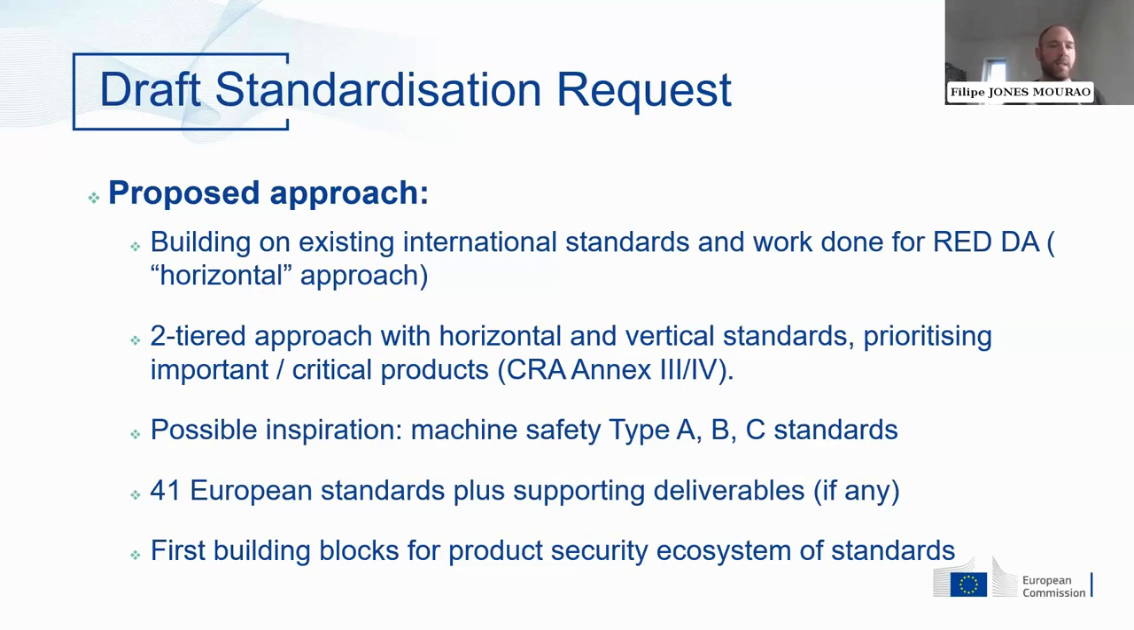And essentially, there would be a two-tiered approach. We would both ask for horizontal standards and vertical standards. And these vertical standards are the product-specific standards. But because we cannot cover all of the standards that are in the scope of the CRA, we would prioritize the important and critical products, that is the ones that are mentioned in Annex 3 and 4. So, and I'll explain a little bit more about what I think this means, okay? So just bear with me.